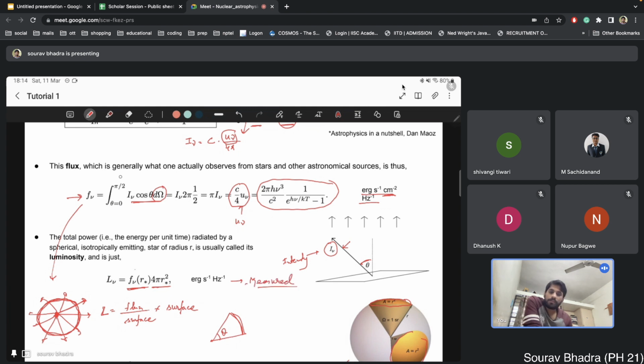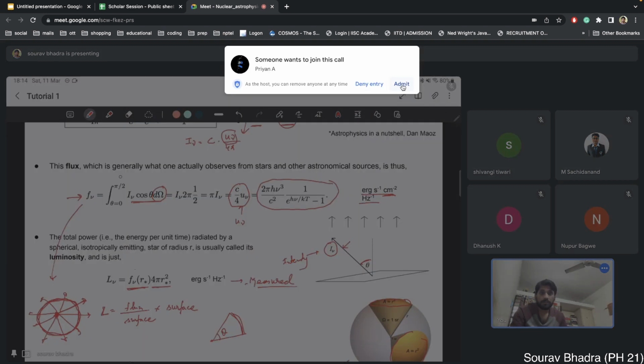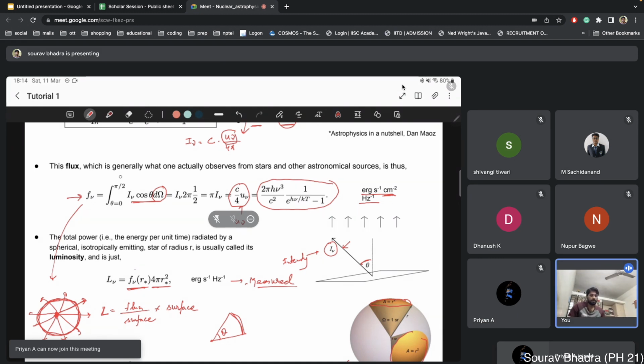And you have seen the HR diagram. The plot is luminosity and temperature. That's why I am coming to the luminosity from the energy density of the star. So this is how you calculate luminosity.